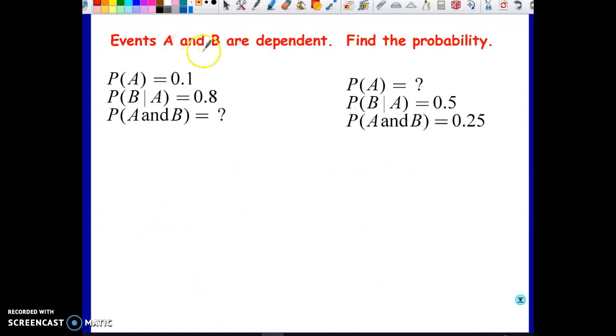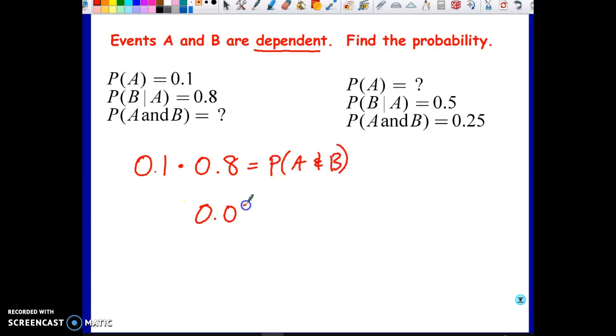Let's say A and B are dependent. That means that it depends on whether B and A happens, okay? So probability of A is 0.1, but the probability that B happens, given that A has already happened, is 0.8. So then I just still multiply them together. 0.1 multiplied by 0.8 is equal to the probability of A and B. So then I'm going to get 0.08, which is 8%, which is 8 over 100.